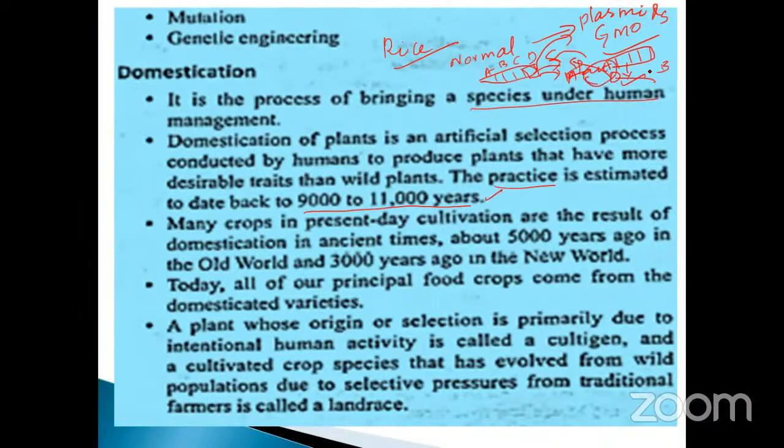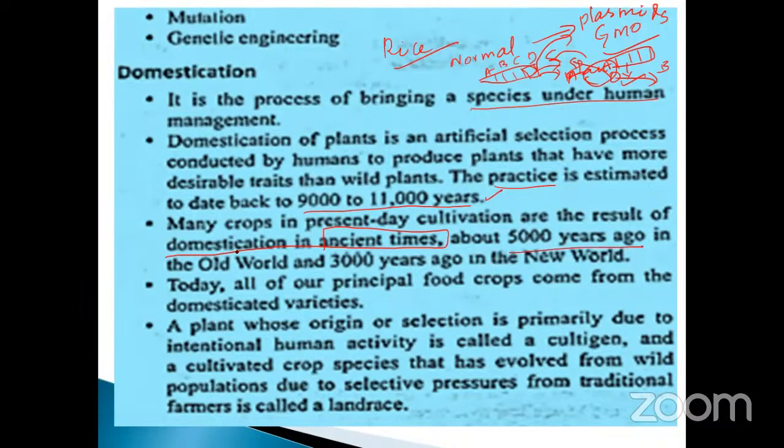After that, you will harvest, and you practice it so many years, so many times. The first time it will not be a success. Human error is also there. Okay, practice it more than 100 times. Then only you will get the good result. That is the reason many crops in present-day cultivation are the result of domestication in ancient times. That is very, very important. Practiced when? Ancient times. How long ago? About 5,000 years ago.